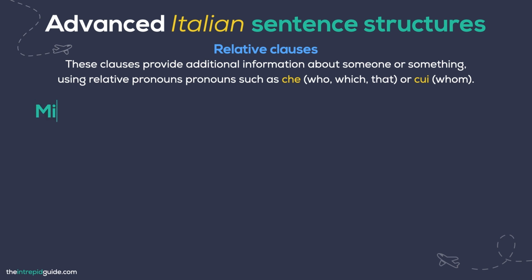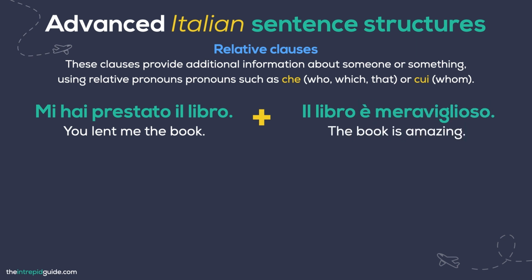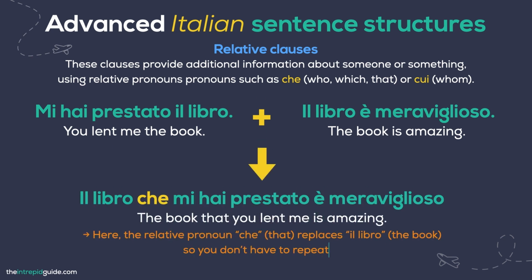Take a look. Mi hai prestato il libro. You lent me the book. Il libro è meraviglioso. The book is amazing. If you combine these two sentences, you can say, Il libro che mi hai prestato è meraviglioso. The book that you lent me is amazing. Here, the relative pronoun che, that, replaces il libro, the book, so you don't have to repeat it.